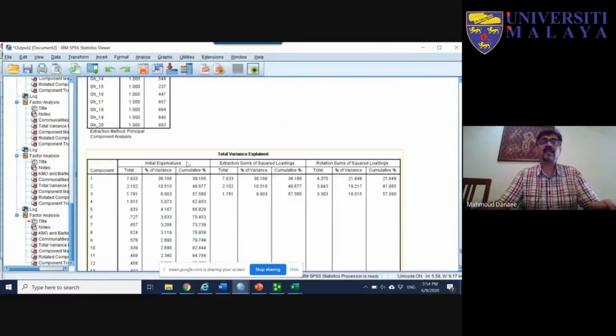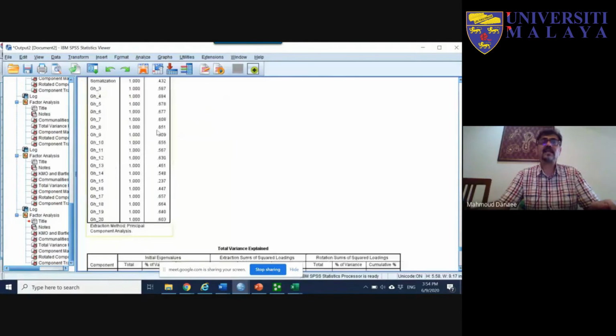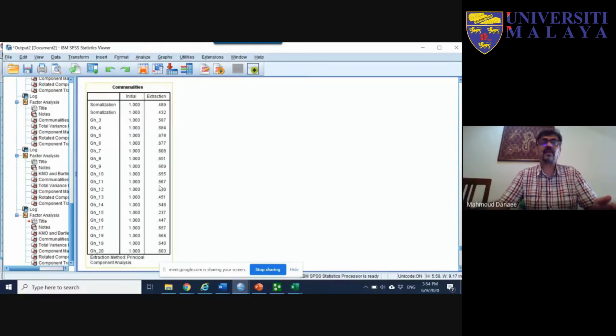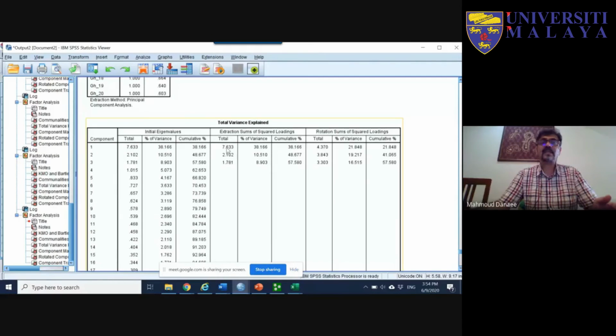So now, as you can see here, this is the KMO and Bartlett's test. The communalities should be above 0.3 for each item. So this is the screening. Of course, if any item has a communality or variance less than 0.3, it should be dropped from the analysis. Now, as you can see here, we have 3 components, and the total of 3 components is able to explain more than 50% variance. That is good. The cutoff point is 50%.